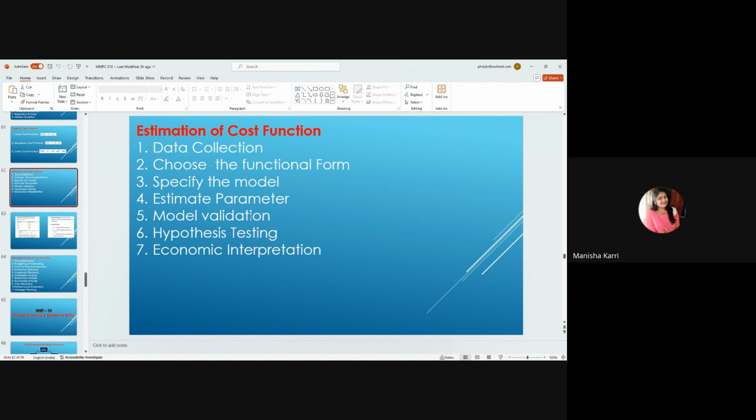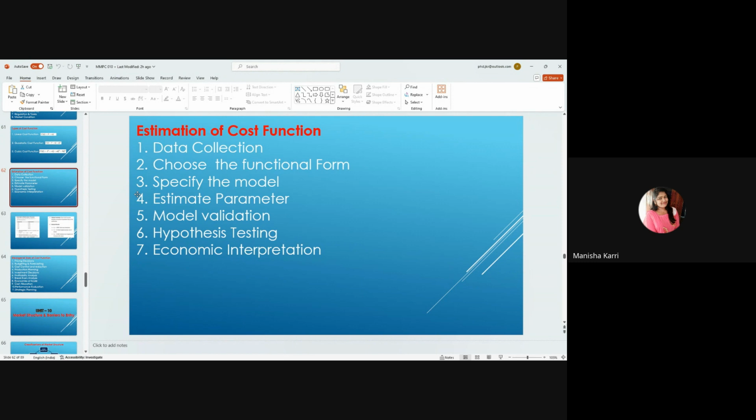Later, the third step is to specify the model. That means formulating the cost function based on theoretical and practical considerations. For example, a quadratic model might be specified as one formula. So specifying the particular model, with the related mathematical formula to apply, is the third step. Later, the fourth step is to estimate parameters, using regression analysis to estimate the parameters like beta 0, beta 1, beta 2, and so on, of the cost function.